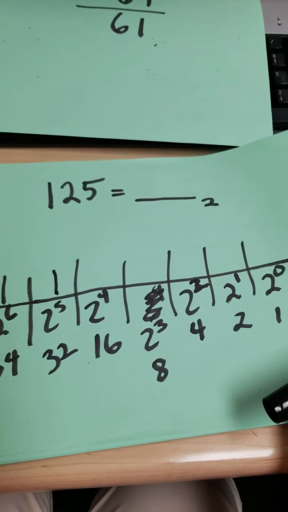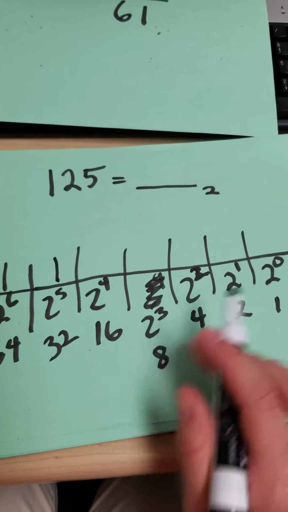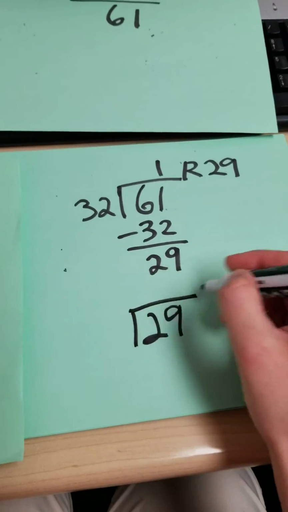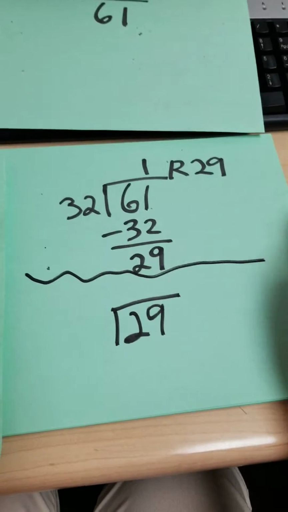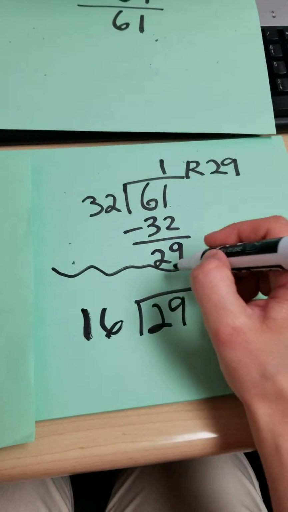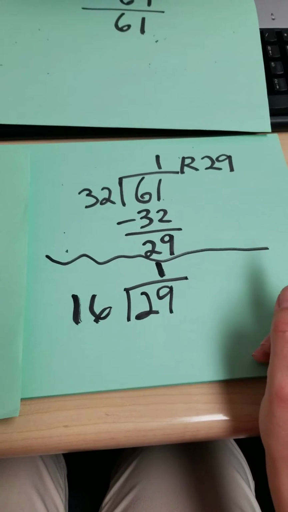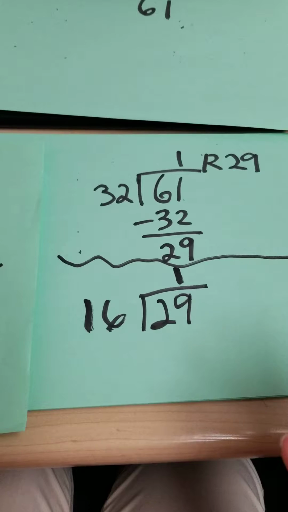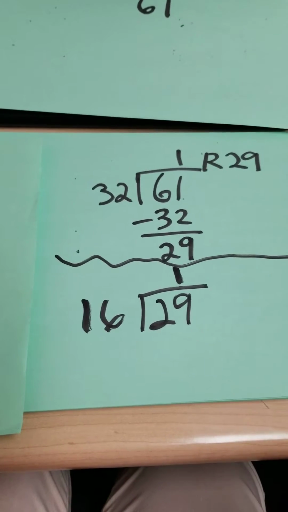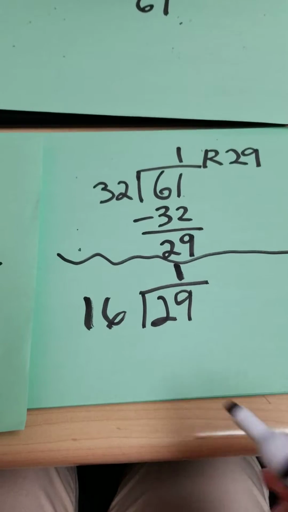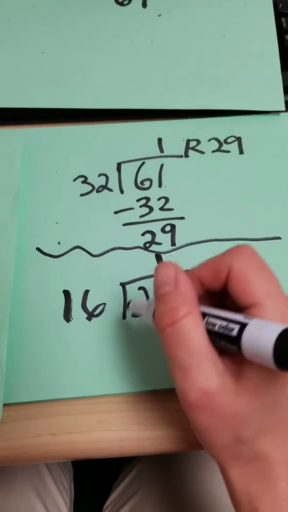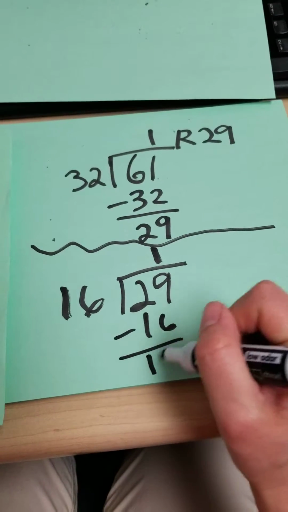Now we're going to look at how many groups of 16 we can take out of what's left over. Of the 29, how many groups of 16 can I get out? I think we can just get 1 again. With a base of 2, we can only get out 0 or 1 group. If we had base 5, then we could have had 0, 1, 2, 3, or 4 groups. But you'll see this with your long division. So 16 into 29, we get 1, with a remainder of 13.